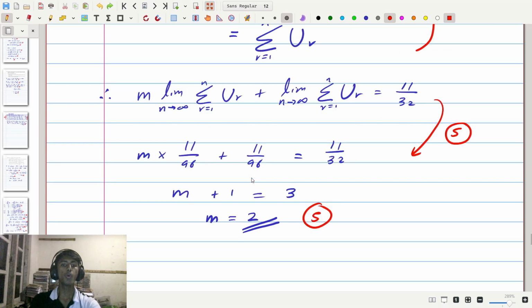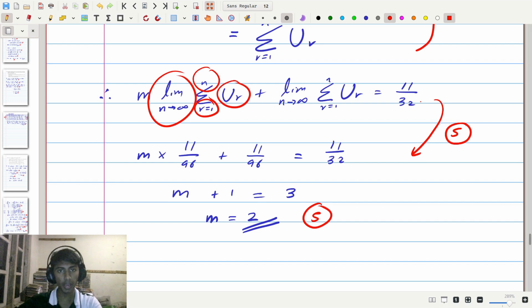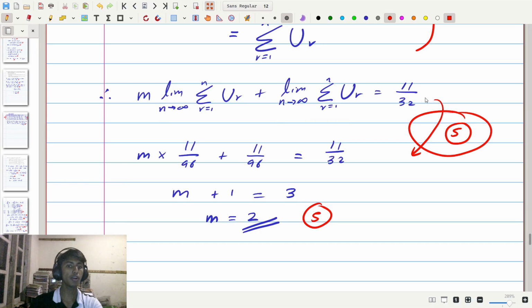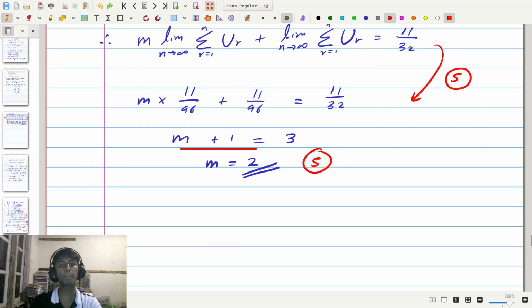After this, when you then get an expression that looks like this, where you have the limit of n approaches infinity of the sum from r equals 1 up to n of u of r terms, and then you substitute the previous value of 11 over 96 into here and here. For the substitution, you get another 5 marks. Now finally, when you rearrange, divide and simplify, and you get m plus 1 equals 3, leading to m equals 2, and you write down m equals 2, you get another 5 marks.